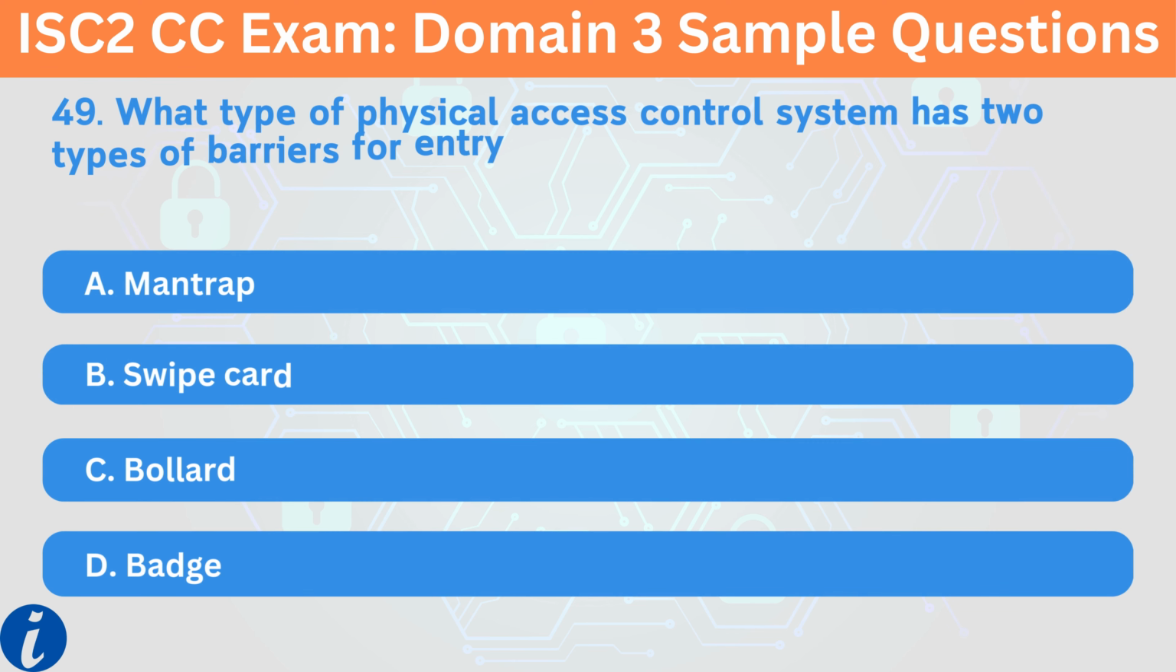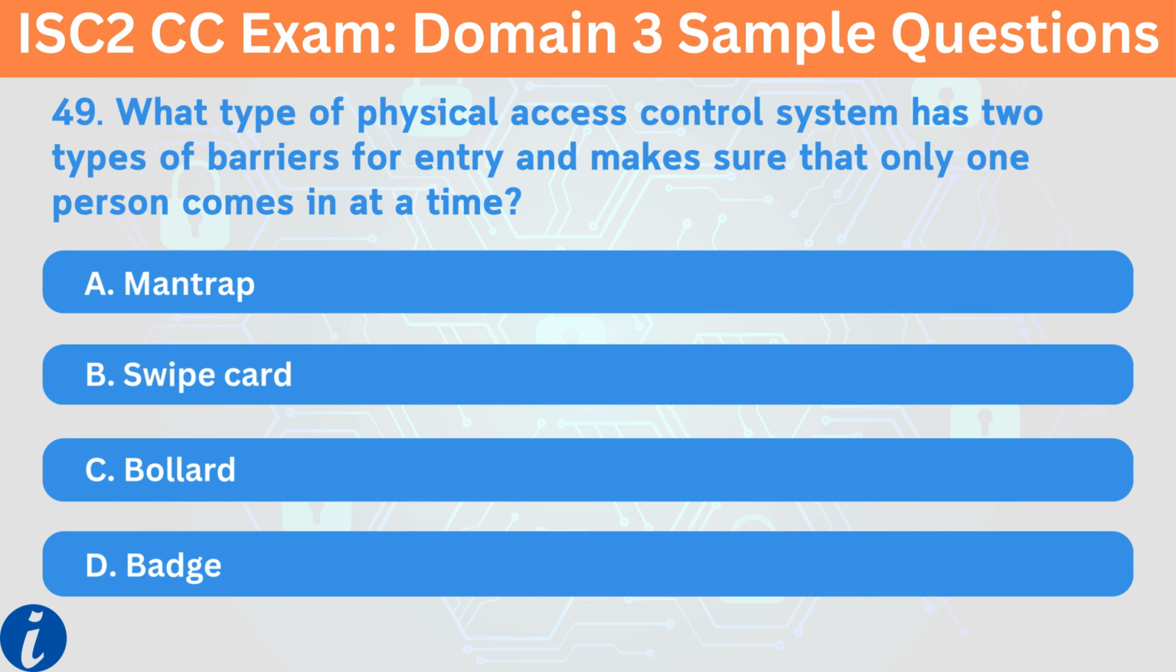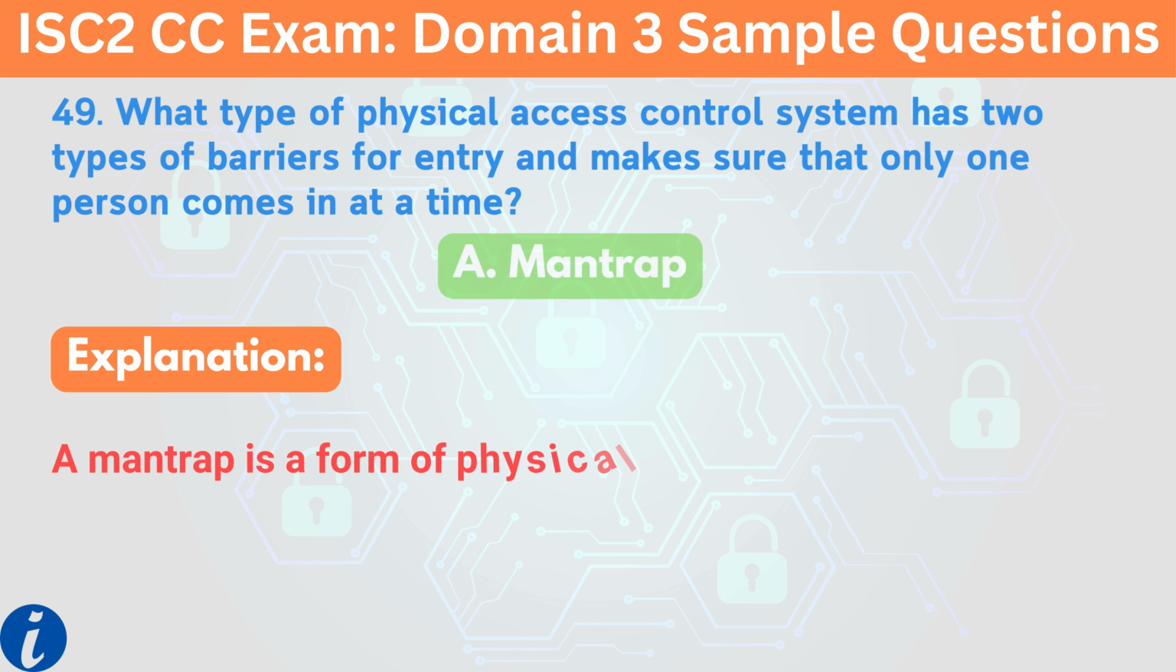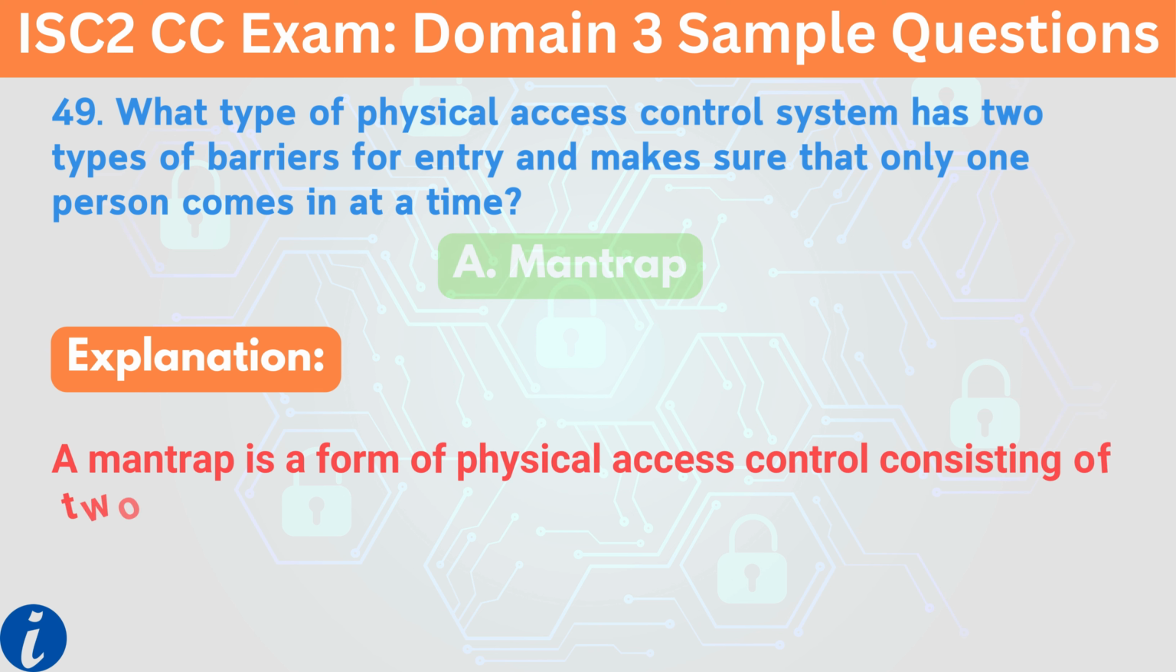49. What type of physical access control system has two types of barriers for entry and makes sure that only one person comes in at a time? A. Mantrap. B. Swipe card. C. Bollard. D. Badge. The correct answer is A. Mantrap.